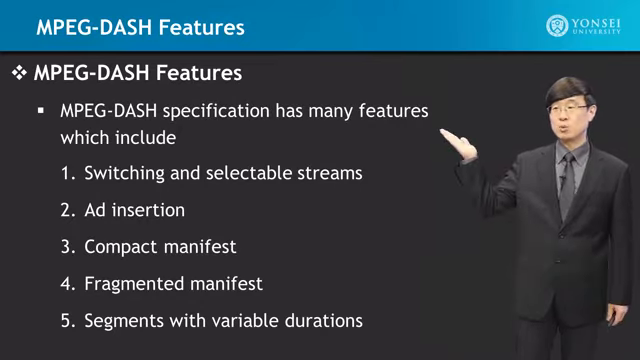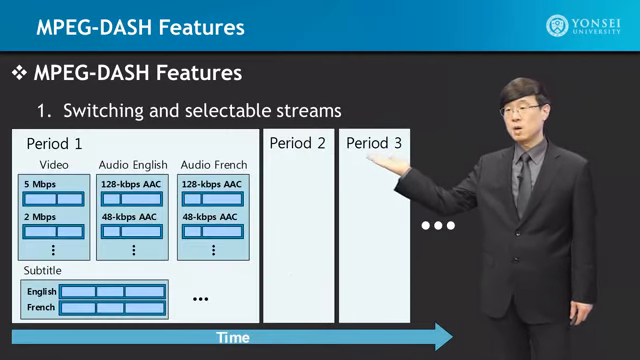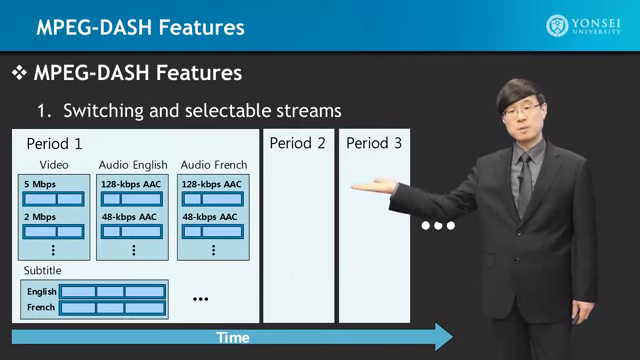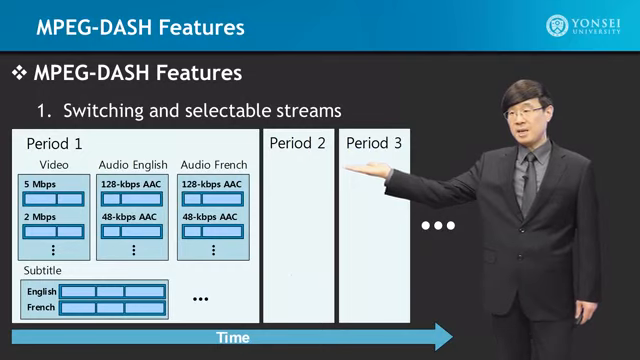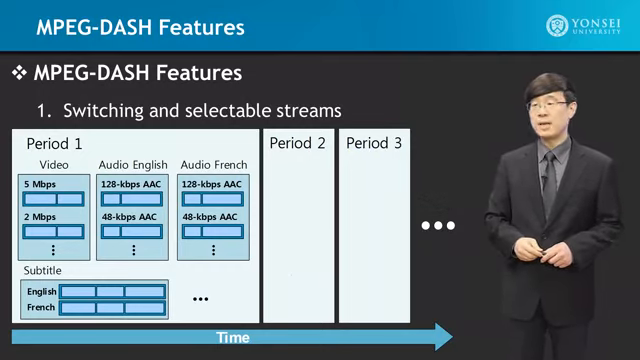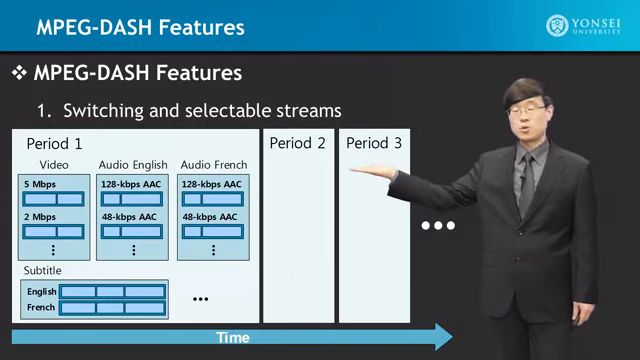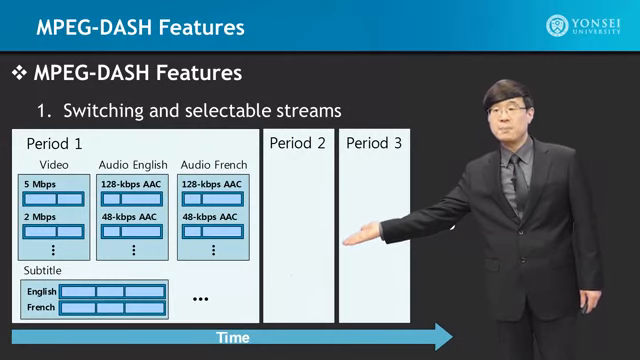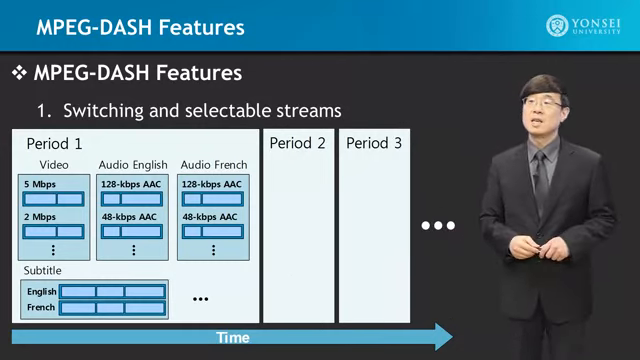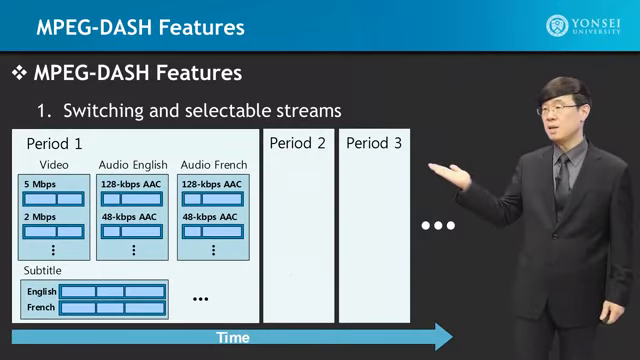Looking at the overall switching and selectable streams, in period 1 you see video at 5 megabits per second, 2 megabits per second, and lower rates. Audio in English at the 128 kilobits per second, 48 kilobits per second level. Then audio in French at the 128 kilobits per second and 48 kilobits per second. In addition, you will see subtitles in English and French. This is what we have in the switching and selectable streams based upon units that are segmented in periods.